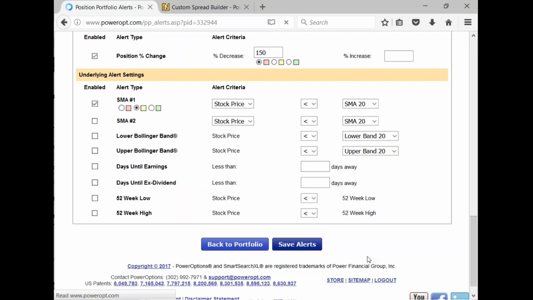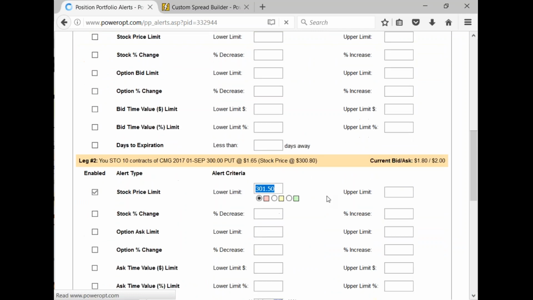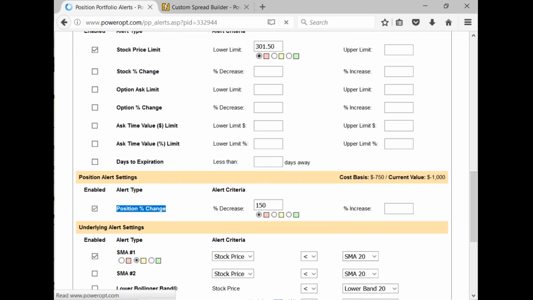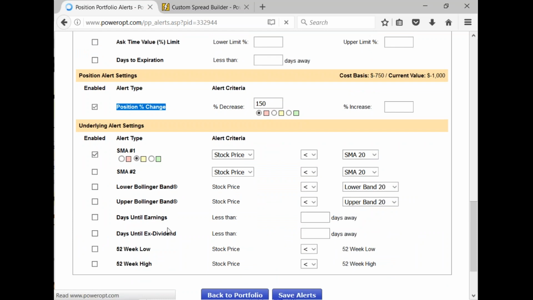Now, nothing's going to happen. I don't think any of these are triggered, but that's where I'd set it. That 1% rule you set with the lower and upper stock limit. You can put in a change in stock price. I don't normally do that. The position change is based on the net credit that you received. And then, of course, the stock price range if it's below the 20-day or 50-day moving average. I'm always trying to avoid earnings between now and expiration as well, so I'll set that also.